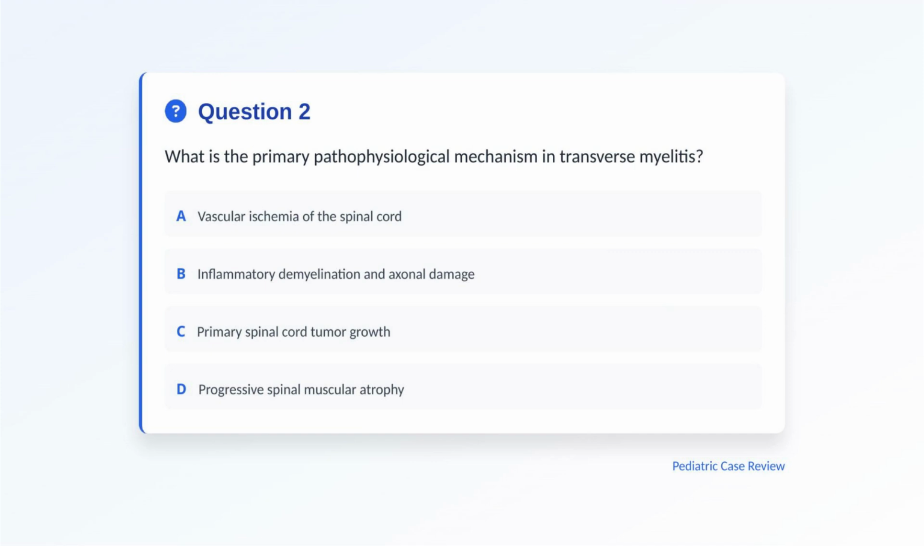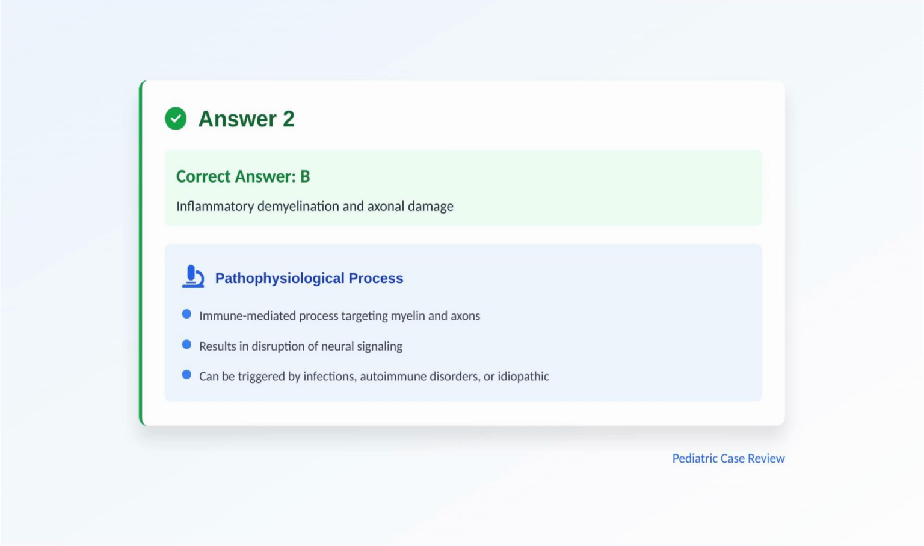Question 2 focuses on pathophysiology. What is the primary pathophysiological mechanism in transverse myelitis? A. Vascular ischemia of the spinal cord. B. Inflammatory demyelination and axonal damage. C. Primary spinal cord tumor growth. D. Progressive spinal muscular atrophy. The correct answer is B.